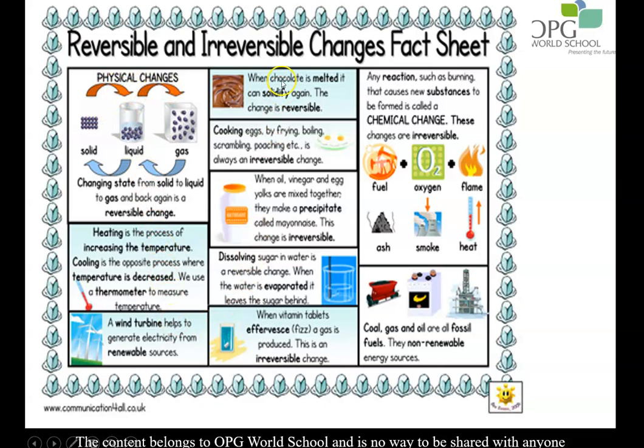So when chocolate is melted, it can solidify again. Hence, it is reversible change. But cooking of eggs or boiling of eggs will make a completely new substance. So, it is a irreversible change. Similarly, when we dissolve sugar in water, it is a reversible change because, as you all know, that by evaporating the water, we can get the sugar back.